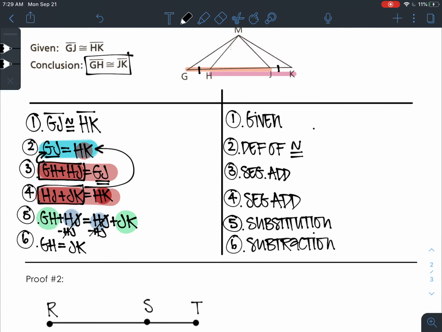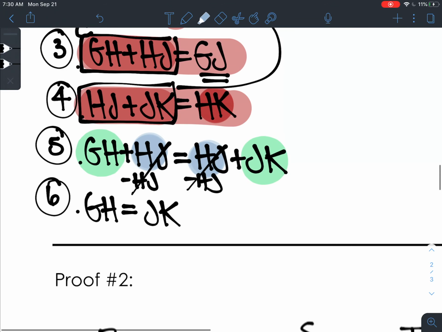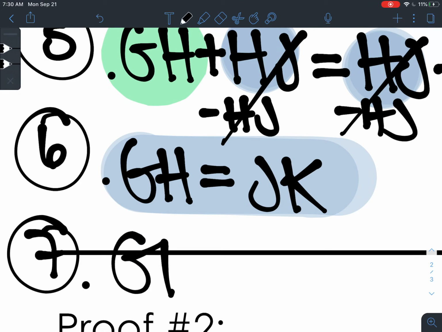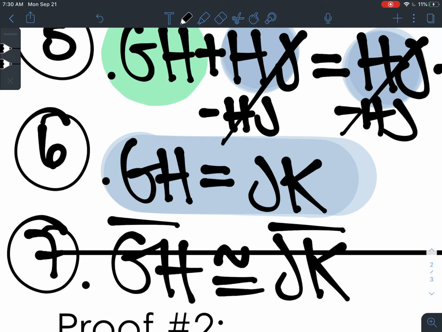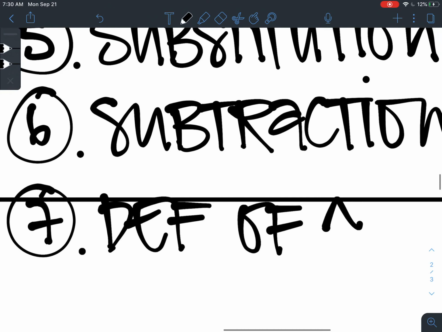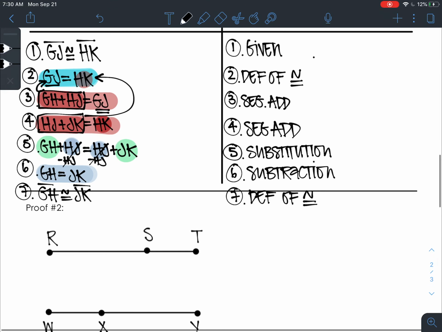And now you have to just take a look at what we're trying to prove. And remember, it has to look exactly, all right? I have GH is congruent to JK. Step 6, I have GH is equal to JK. So remember, anytime when we need to change from congruence into equals or equals into congruence, it's the same step. It's definition of congruence. So now I have segment GH is congruent to segment JK, and that's by definition of congruence. Wow, we just did our first proof, okay?